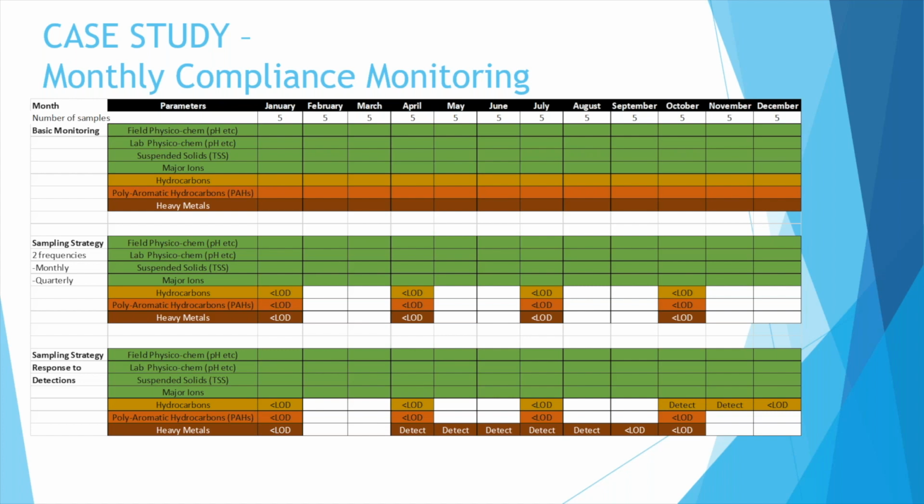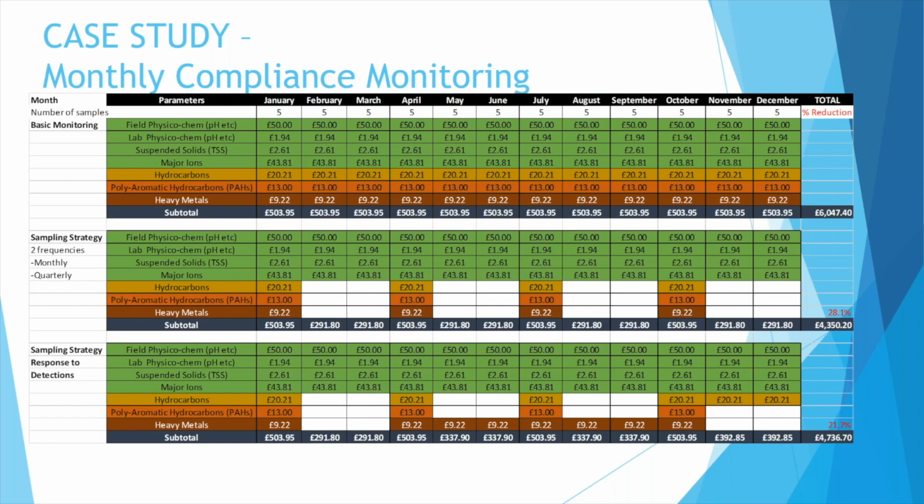But in the third example, if you did get detections of some of these parameters, then what you'd do is you'd look to reintroduce those parameters during what would otherwise have been the monthly monitoring rounds, until those parameters drop below the level of detection again. So this is a sort of risk-based approach that is found acceptable by the Environment Agency.